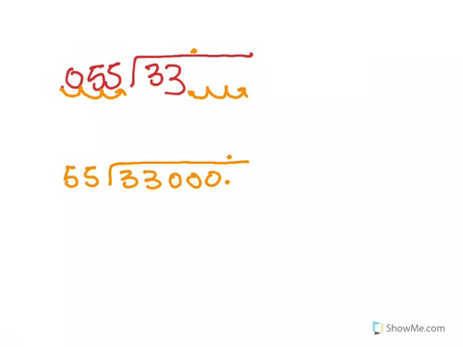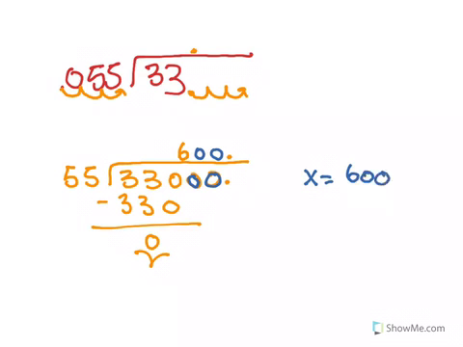Decimal right there. So then you ask yourself, does 55 fit into 3? No. Does 55 fit into 33? No. Does 55 fit into 330? Yes. How many times? So you go and check. Once you have checked, that gives you 6 times. 6 times 55 gives you 330. This looks like a nice long division. Subtract that, 0. So now what do you do with these zeros that are left here? Well, you move them to the top. So your answer is going to be x equals 600.